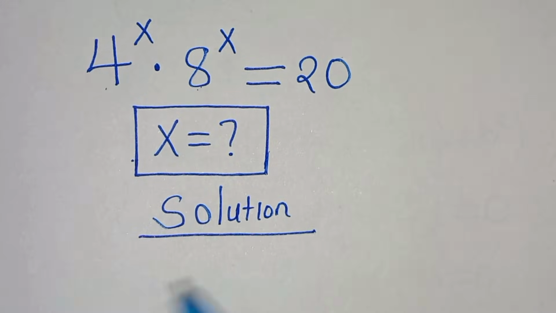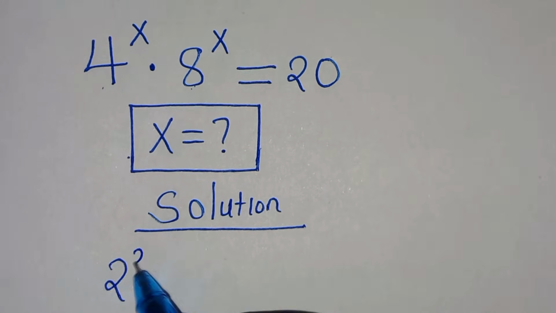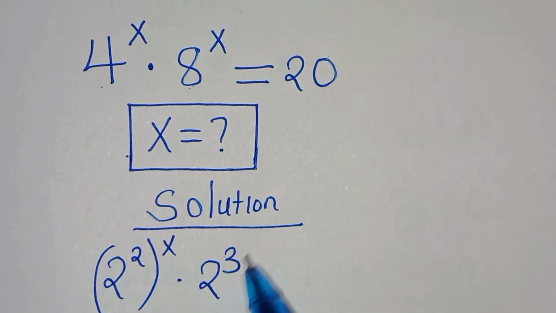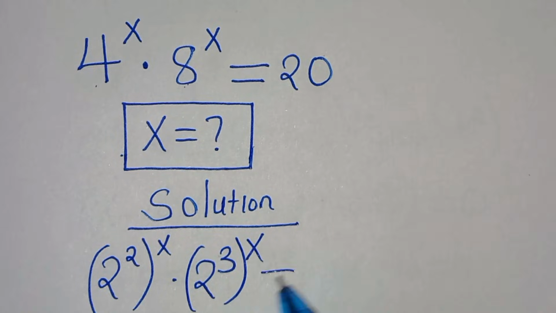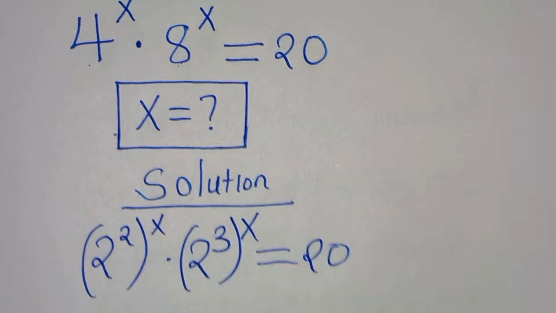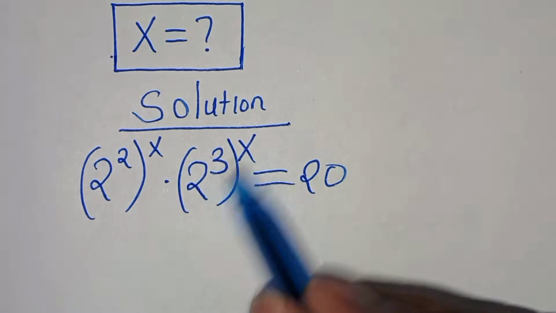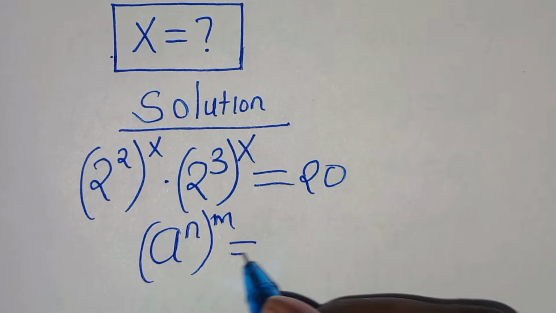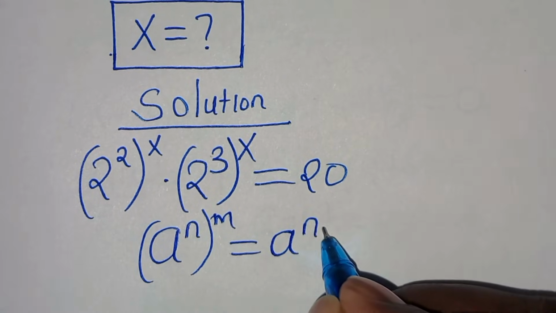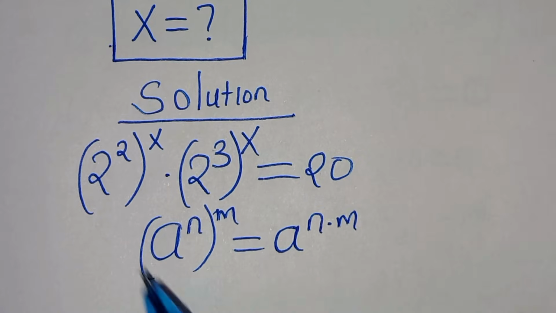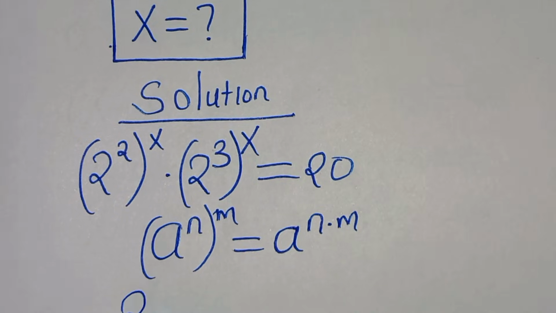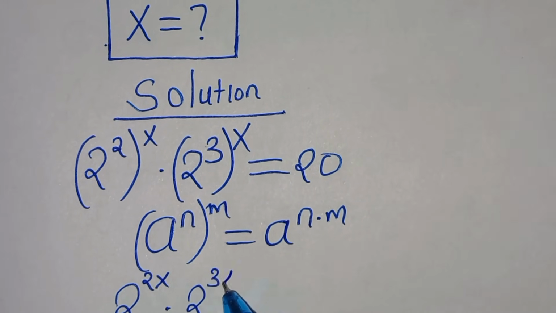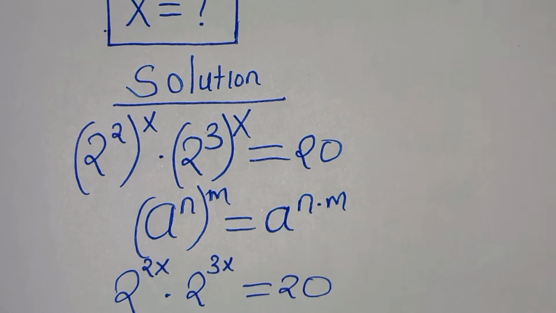This exponential equation here, we have 4 to the power of x, which is 2 to the power of 2 raised to the power of x, times 8, which is 2 to the power of 3 raised to the power of x. This is equal to 20. Now, this is in the form of a to the power of n raised to the power of m, which we can express as a to the power of n times m. So 2 to the power of 2 raised to x is 2 to the power of 2x, times 2 to the power of 3x. This is equal to 20.